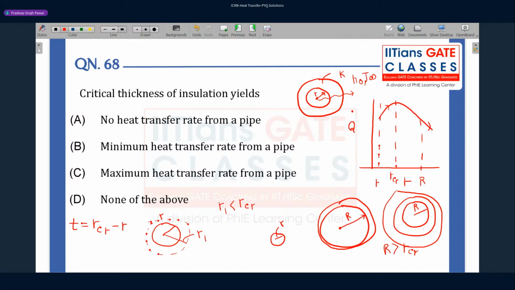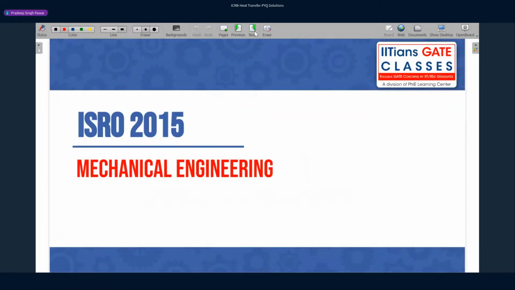The critical thickness of insulation yields the maximum heat transfer rate from a pipe. It doesn't yield the minimum heat transfer rate, it yields the maximum heat transfer rate. The answer is option C. Let's move to the next problem.